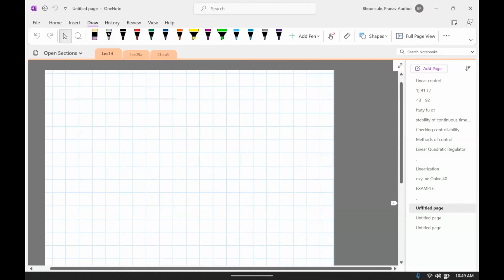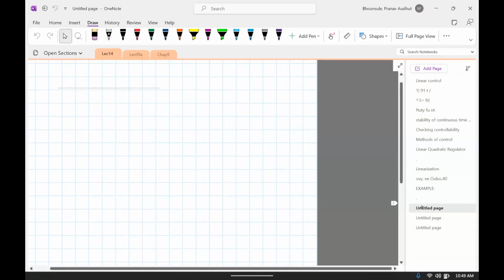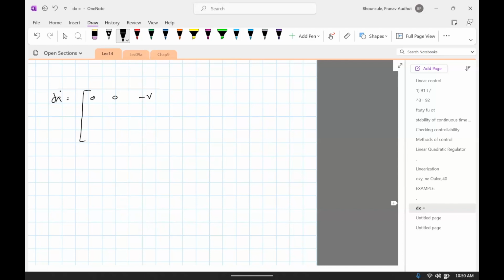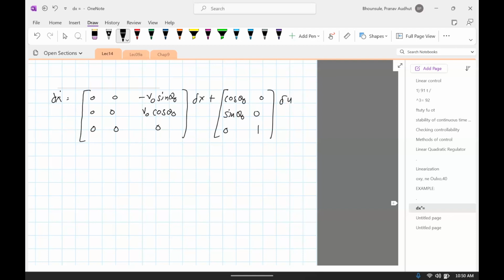Let me just write down the final expression here and then we're done. So delta x dot equals 0, 0, minus v0 sine theta 0, 0, 0, v0 cosine theta 0, 0, 0, 0. That's delta x, plus cosine theta 0, 0, sine theta 0, 0, 0, 1, delta u.